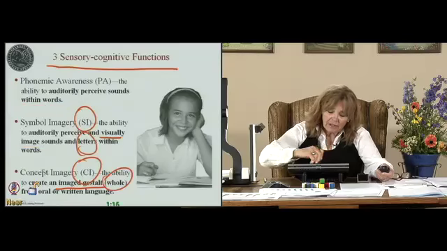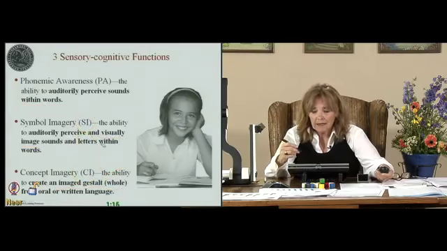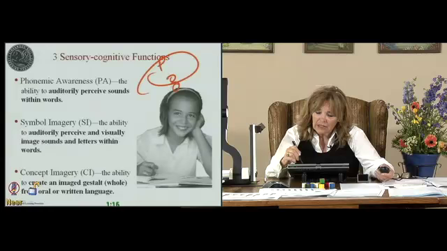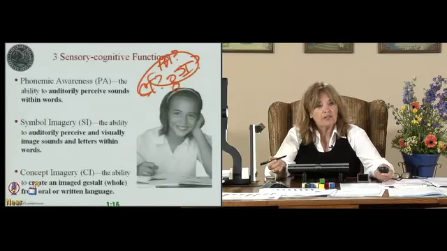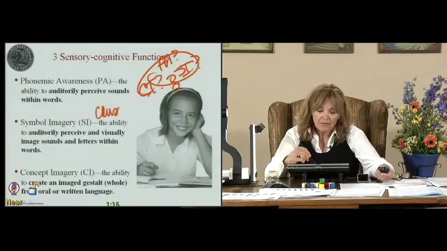So as we are looking at our students that come in for diagnostic testing, like that girl right there, what we are asking ourselves is, what is her level of phonological awareness? What is her level of symbol imagery? And what is her level of concept imagery? And I'm going to show you how we're doing that. We're trying to look at the core of what might be causing the weakness.